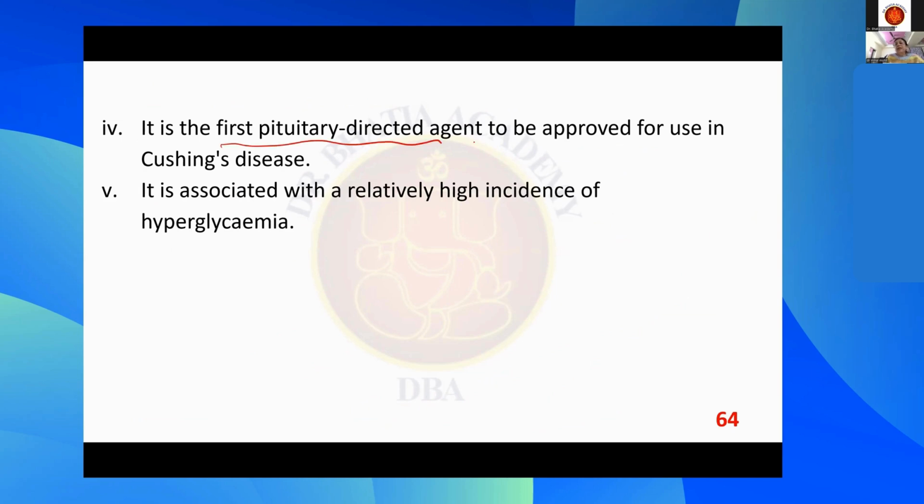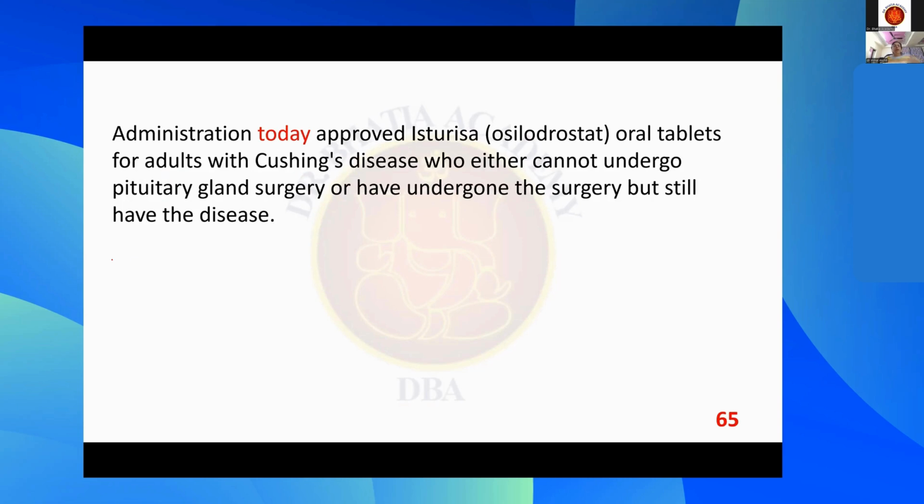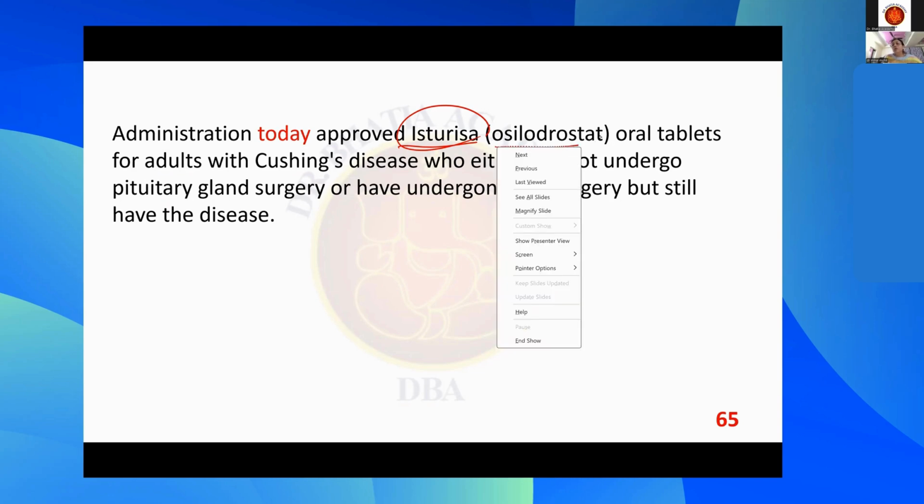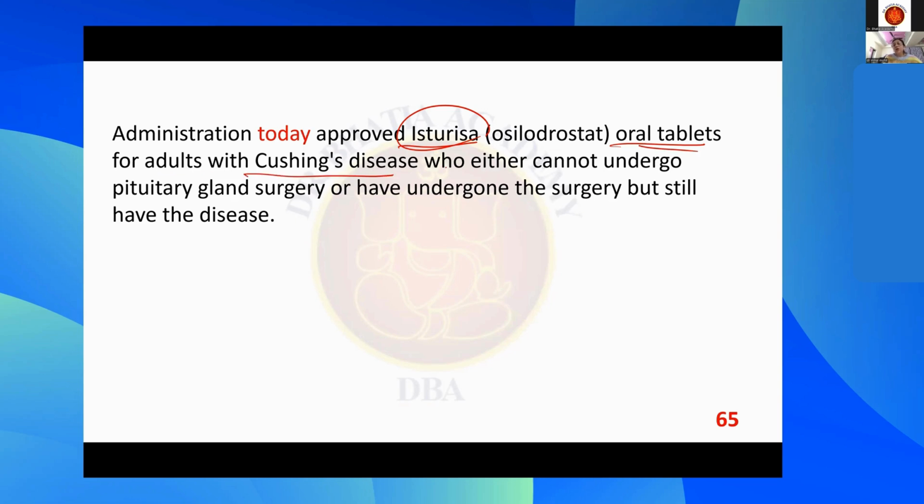First pituitary-directed agent to be approved for use in Cushing's disease. It is associated with a high incidence of hyperglycemia. We are also using Isturisa. Isturisa is osilodrostat, which are oral tablets for Cushing's disease. Patients who cannot undergo surgery, or who have undergone surgery but there is some remnant mass, then you can also treat them with Isturisa.